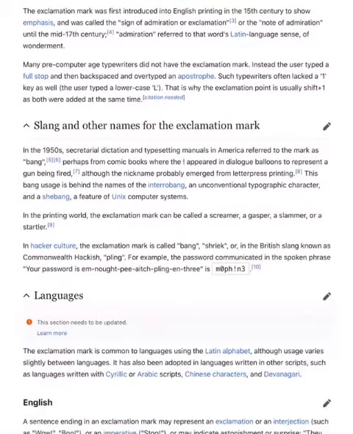The exclamation mark was first introduced in English printing in the 15th century to show emphasis, and was called the sign of admiration and exclamation, or the note of admiration, until the mid-17th century. Admiration referred to that word's Latin sense of wonderment.